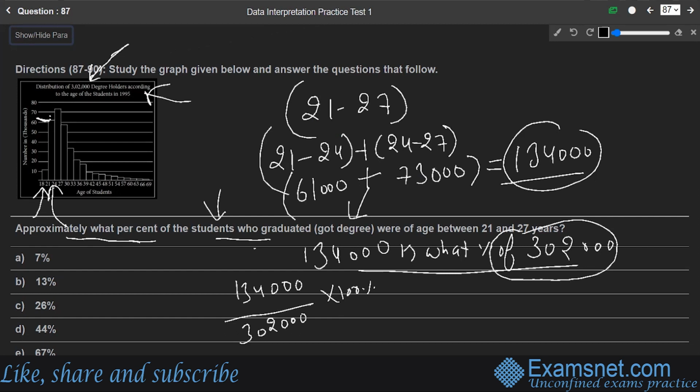If we calculate this further, the zeros are gone, so we are left with 134 over 302 into 100%. If we solve this, it is approximately equal to 44 by 100. If we approximate 302 as 300, we can cut down the numbers by 4, by 3, so the number comes to 44 by 100, and into 100% is also there, so it clearly becomes 44%. So that becomes the right answer. 44%, which is available in option D, is the right answer.